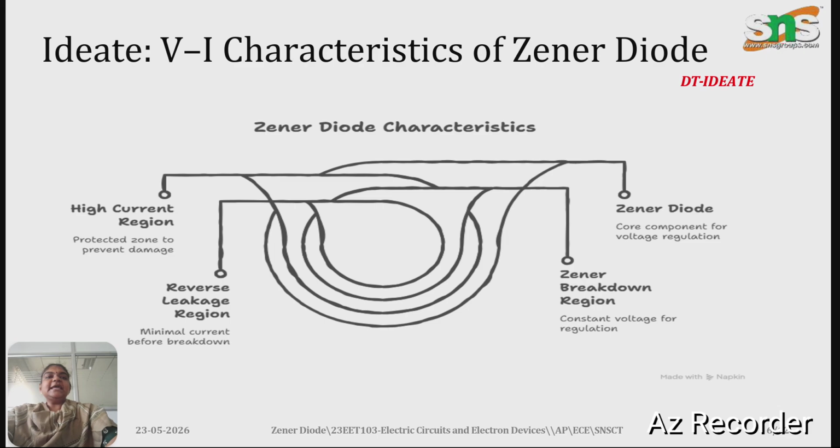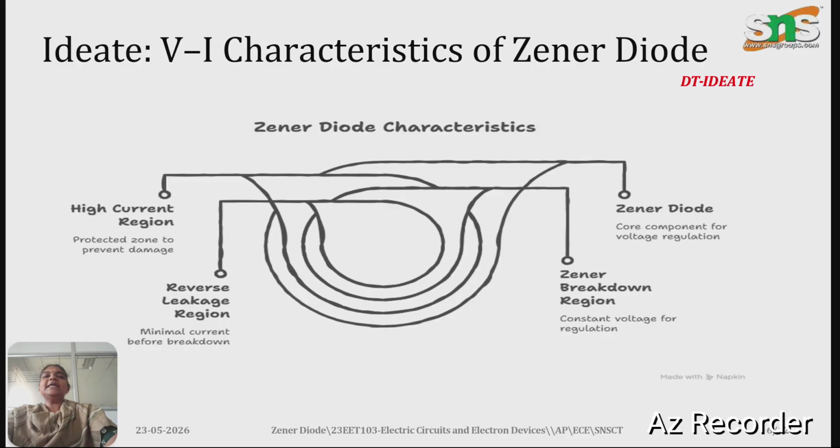So these are the Zener diode characteristics. The characteristics possessed by the Zener diode are the high current region, the reverse leakage region, and the Zener breakdown region, which is the core of voltage regulation.